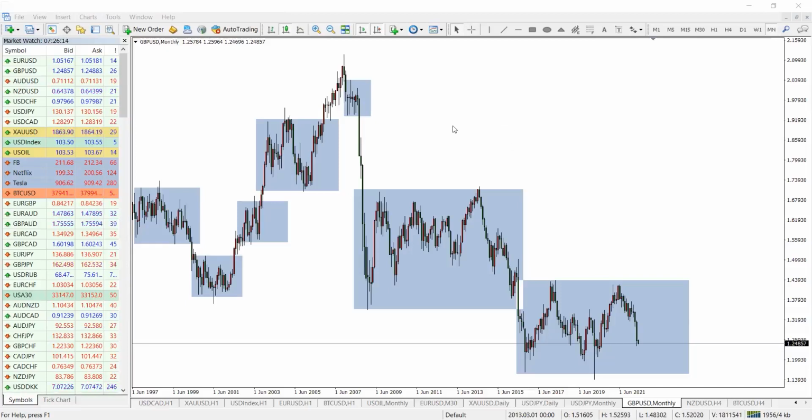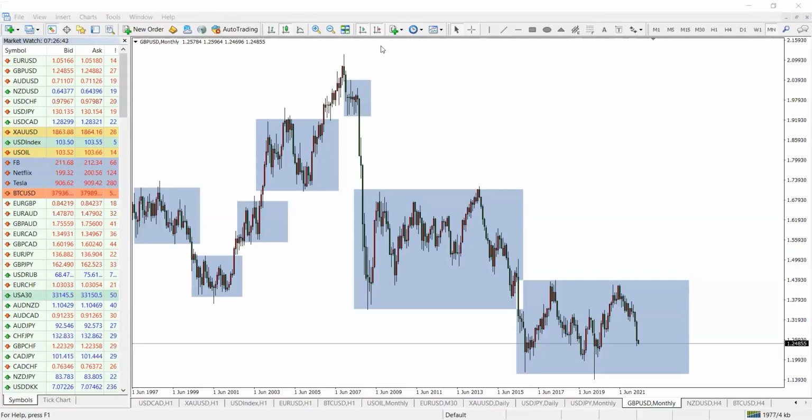Today we're going to be looking at the cable, which is known as GBPUSD. We're going to do a quick rundown analysis, as we have been doing of late. We have been using a multi-time frame analysis approach to have a better understanding of what is happening on different time frames.